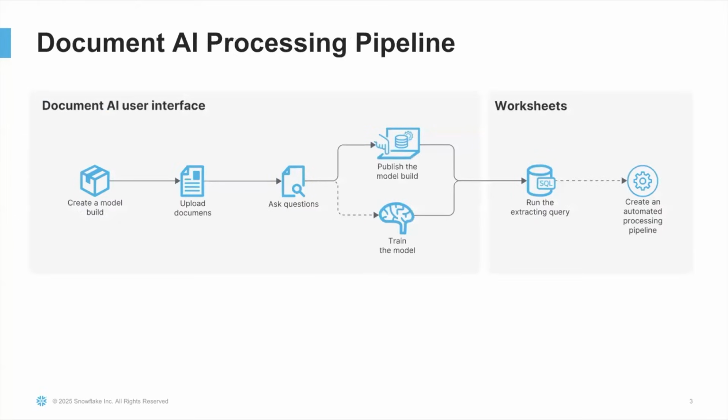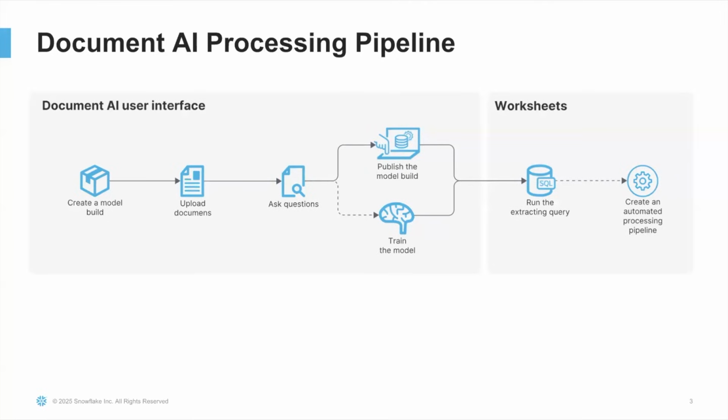Now I'll go over the high-level Doc AI processing pipeline before I get into the individual steps. So first, you'll be working in the Document AI user interface. You'll create a model build and then upload any of your documents that you want to train into that model build. And then you'll start creating a list of questions that you want to ask the document. When you're asking these questions, Document AI will automatically populate values, and it's up to you to agree, saying the value is correct, or type in the correct value. And this is actually the training process.